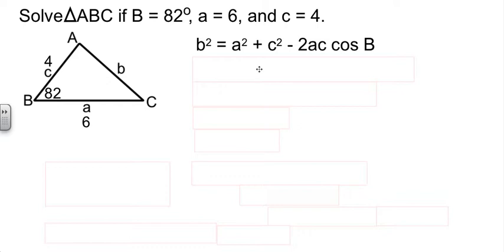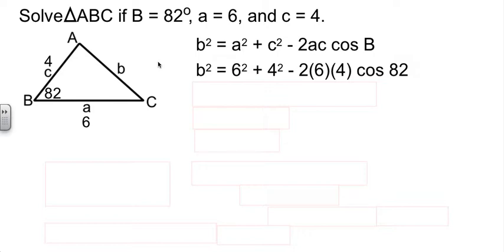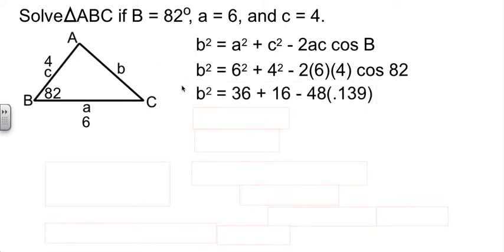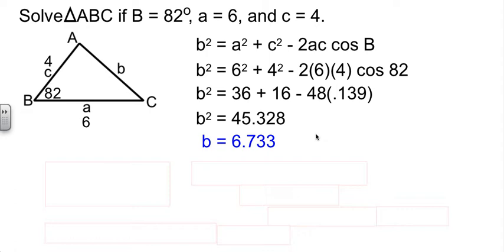Since I've got that set up, I can start plugging in the information I know. B squared equals 6 squared plus 4 squared for A and C, minus 2 times 6 times 4 times cosine of 82. Doing a little arithmetic work here, 36 plus 16 minus this product, my calculator tells me is 45.328. So when I take the square root, now I have a value for B, which is 6.733.